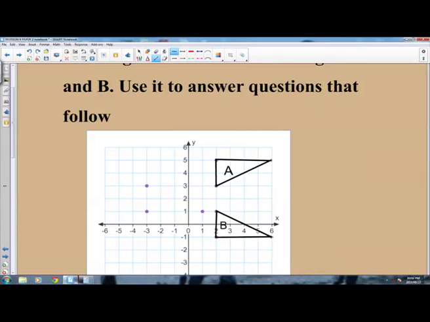So the line will be drawn from this point up to this, and then draw another line using a ruler up to this one, and then the last one will be a line drawn from this point here up to this. So this is the image of triangle B after translating using vector -5.